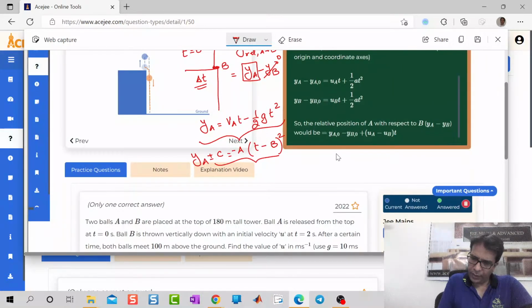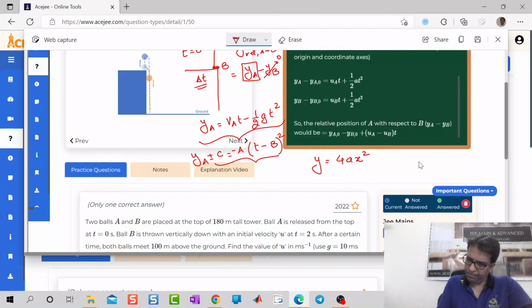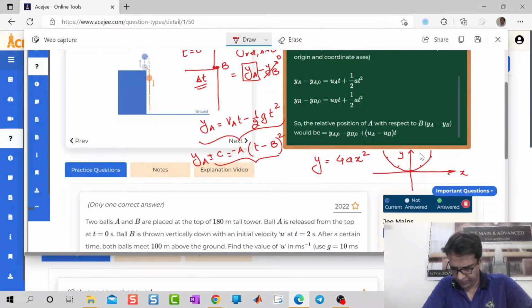So let's talk about a couple of different equations. So y is equal to 4a x square. For such a scenario, how will this look like? This will look like this. So for plus x, let's say this is x, this is y. So for plus x and minus x, the values will be the same. At 0, it's 0, right? So this is how it looks like. Yes, sir. Okay.